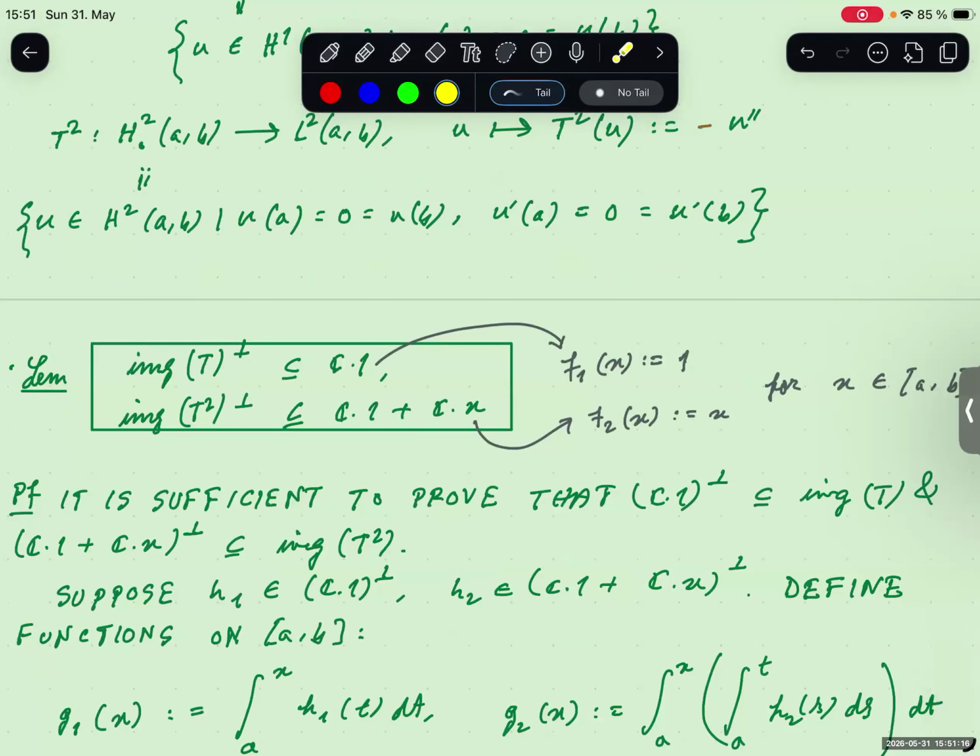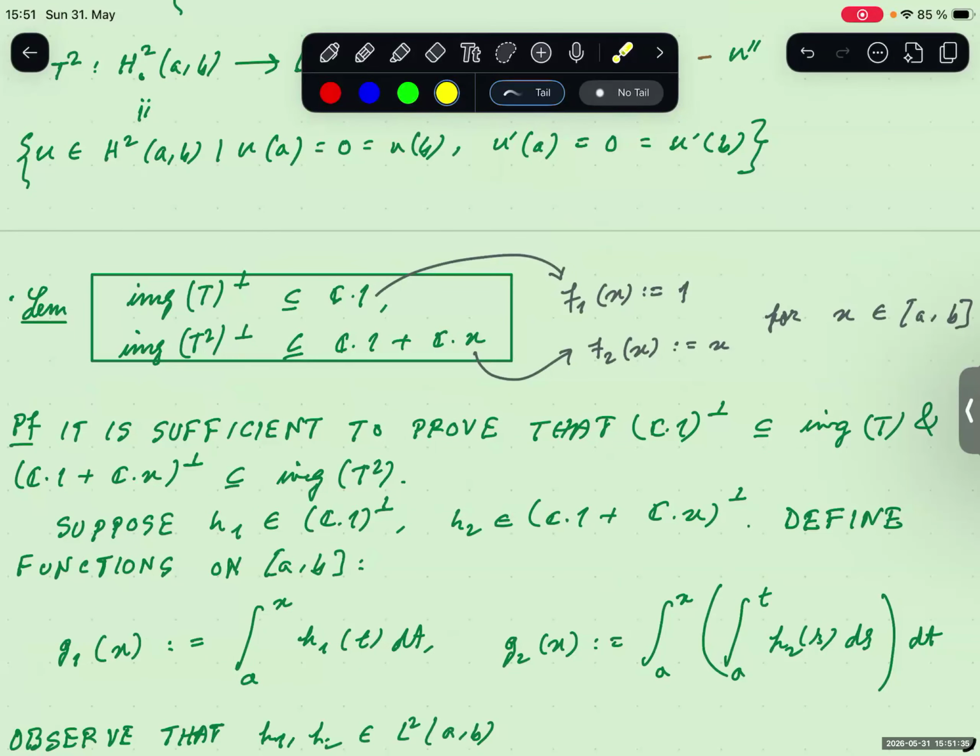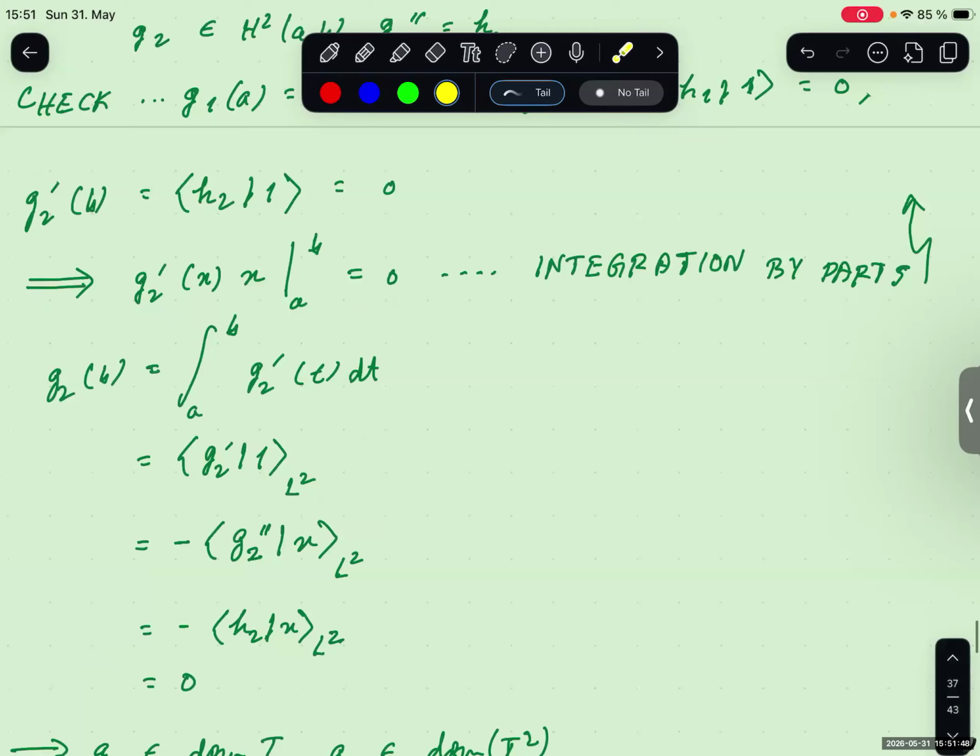Okay, first we prove that the image of this operator perpendicular is C1, and the image for the other operator T square perpendicular is C1 plus Cx. So this was a technical result that has been used later. I mean, we haven't gone to physics right now, but let's put it this way: this is a technical lemma that's required to prove other things we are interested in.